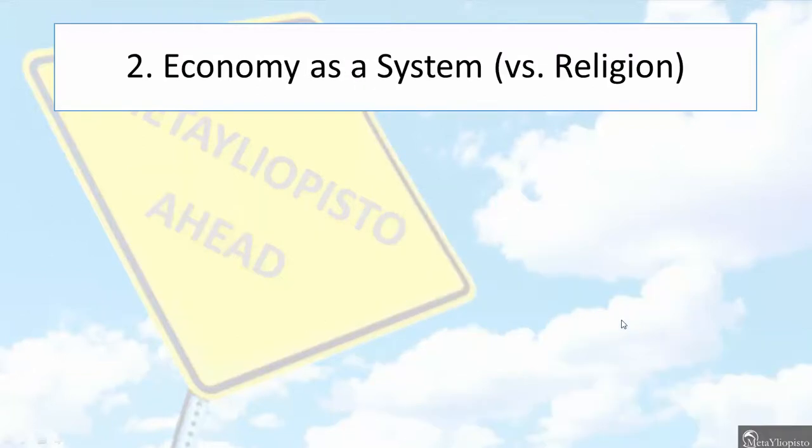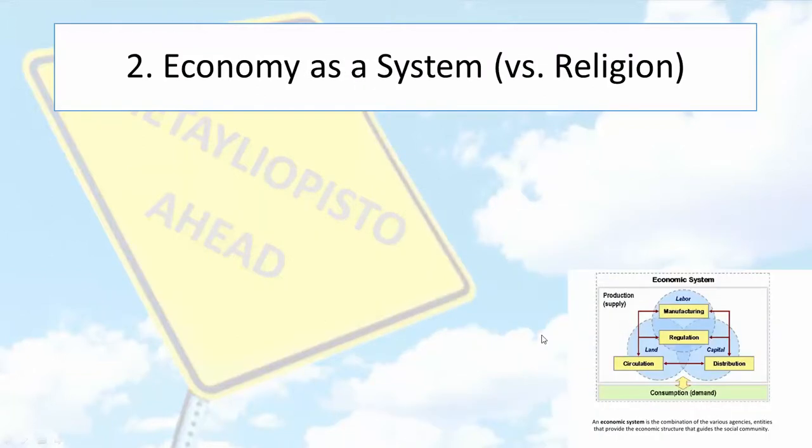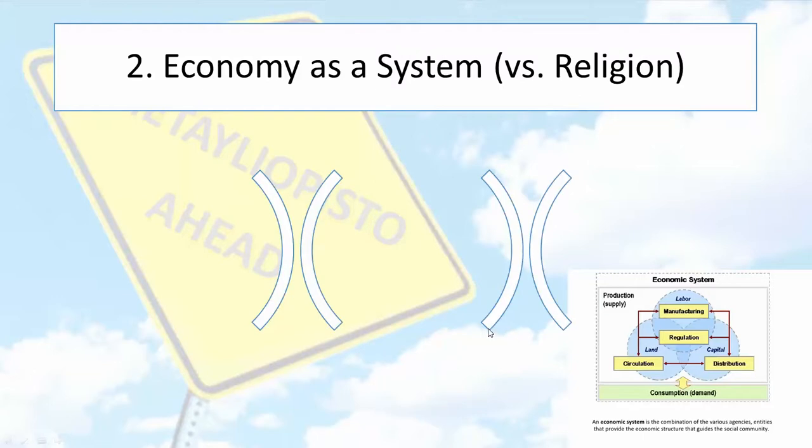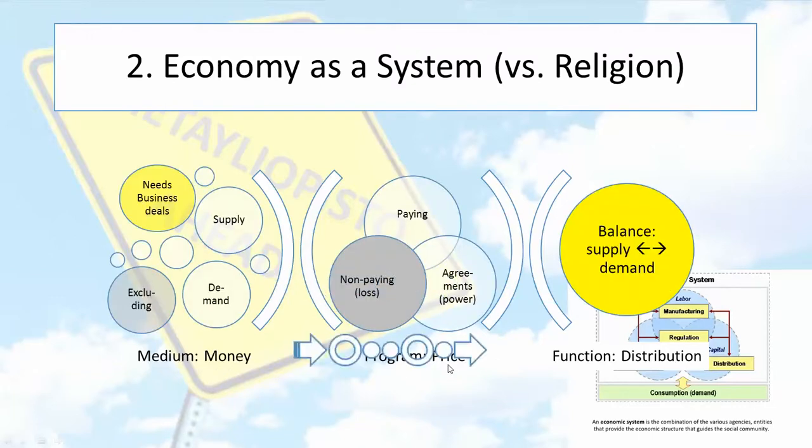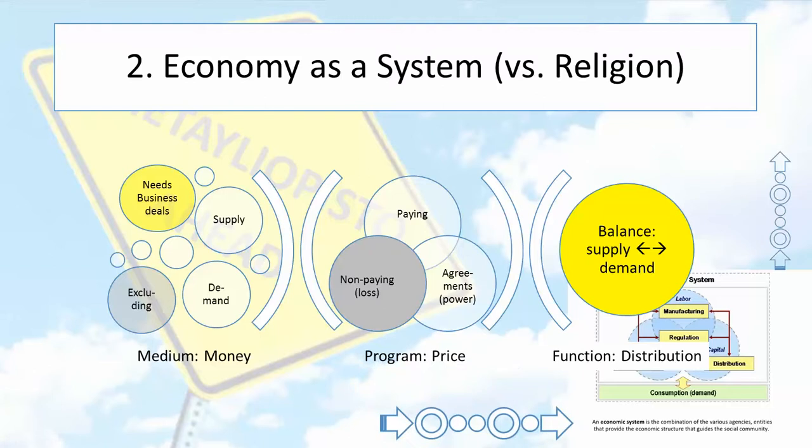Then the economy system. It seems similar, although it is quite different from the political system. The purpose of this economic system is to distribute something using money, having pricing as a method, as a program. And the influence here is to balance supply and demand, to make deals.